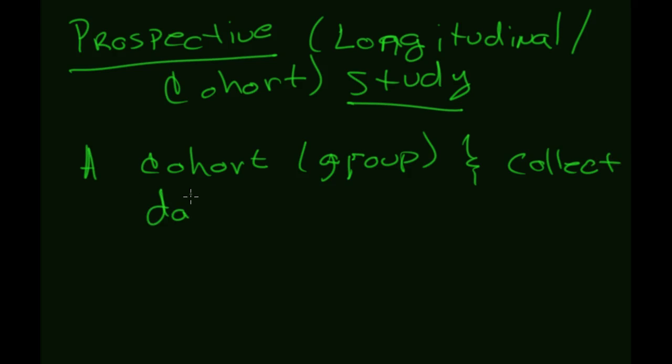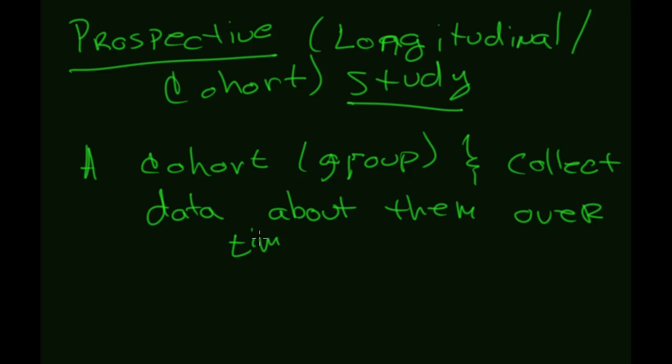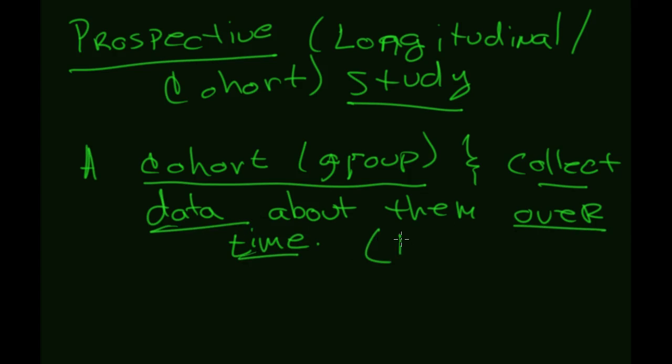data about them over time. So you're identifying the group first, and then you're doing a series of data collections over a period of time. So this can be seen as kind of like future timing. You identify the cohort in the present, and then in the future you collect data about them.